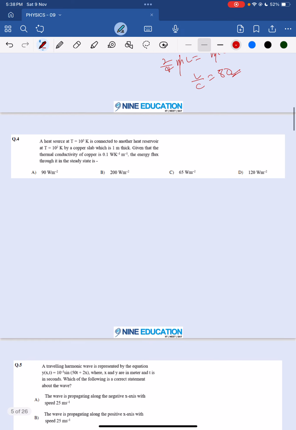Next one we have here is a heat source at 10 to the power 3 Kelvin. We can see that a rod is there and some sort of reservoir is there. This is 1000 Kelvin, and this is 10 to the power 2, basically 100 Kelvin. They are saying it is 1 meter thick, so this is 1 meter, and the thermal conductivity K is 0.1 watt per Kelvin meter. The energy flux through it in the steady state is basically, what is heat current? Heat current is delta T by R.